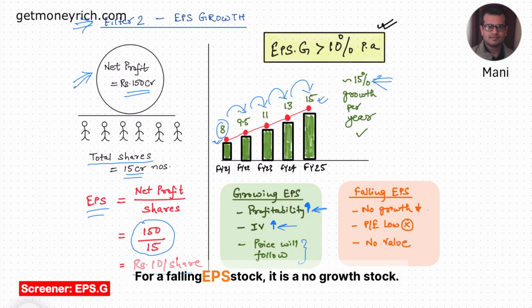A falling EPS stock is a no growth stock. So straight away, an investor should reject a stock whose EPS is falling, because a falling EPS will result in a falling intrinsic value. As an investor, it is completely not acceptable to us. Generally, these falling EPS stocks, you will see that they trade at a low price to earnings ratio, but don't be fooled. Those are simply a value trap.